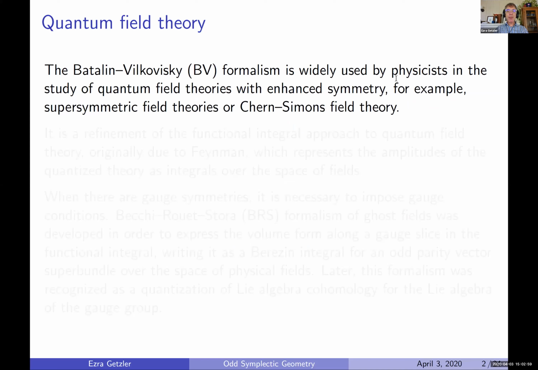So, as I said, the Batalin-Vilkovisky formalism was developed for studying quantum field theories where there's symmetries or even gauge symmetries which are enhanced in any manner. So this can include supersymmetric field theories, Chern-Simons field theory, and it's had applications also in, for example, the study of the Poisson sigma model, which was used by Kontsevich in formal deformation quantization. That's the work of Cattaneo and Felder, and many other applications in physics.